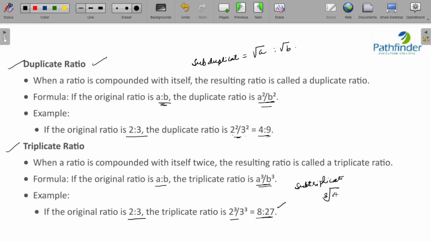Cube root of a is to cube root of b. So duplicate ratio is a square is to b square, sub-duplicate is root a is to root b. Triplicate ratio, a cube is to b cube, sub-triplicate is cube root of a is to cube root of b.